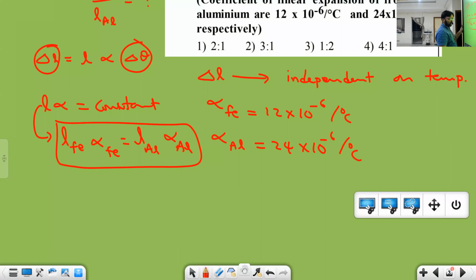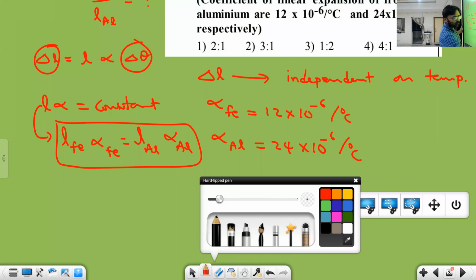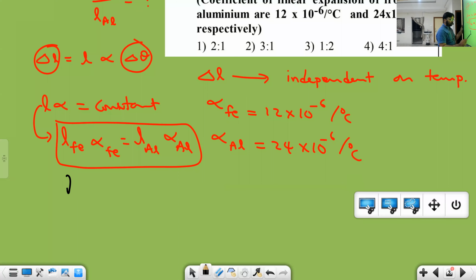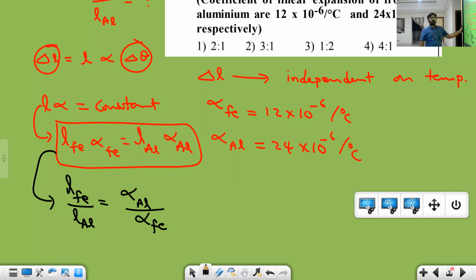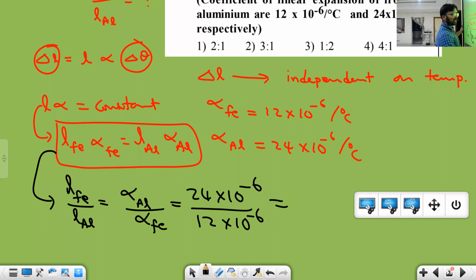So what is my requirement? I need to find L iron to L aluminum. So from the above equation, it is alpha aluminum by alpha iron. Alpha of aluminum is 24 into 10 power minus 6, and this is 12 into 10 power minus 6. So simply I can write it as 2. So the answer is 2:1.